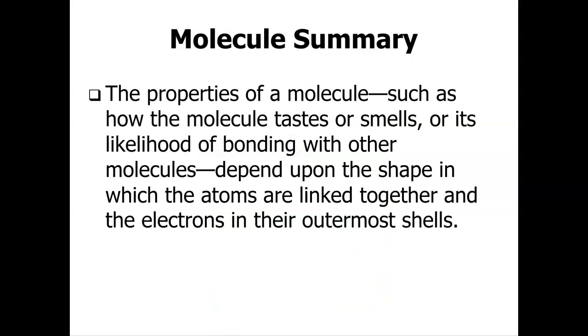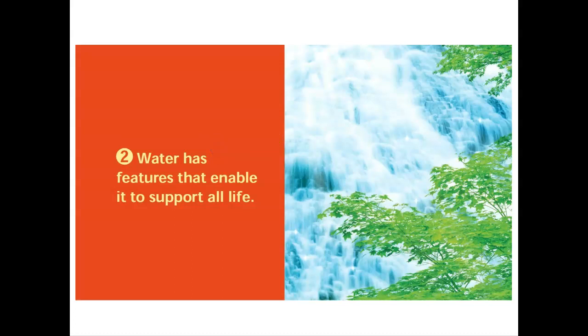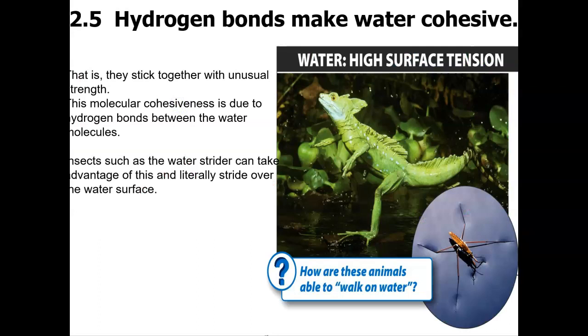So the properties of a molecule, such as how the molecule tastes, how it smells, what likelihood it has of bonding with other molecules, is going to depend on its shape and which atoms are linked together and the electrons on those outermost shells. Water is going to have specific properties, and so we have a whole section on water and hydrogen bonding. Because of these hydrogen bonds, it's going to make water cohesive.